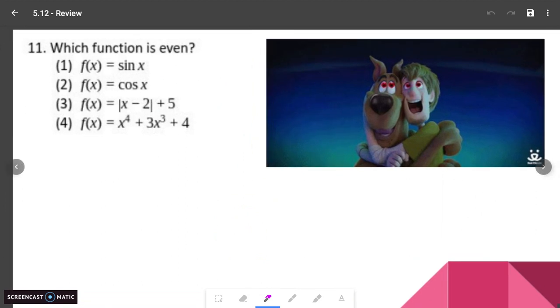Okay. Which function is even? Now, an even function, we could go and check with algebra and plug it in. But remember the easiest way to tell, I would look at the graph. An even function is a graph that, when you look at the picture, is symmetric to the y-axis, meaning I could fold my picture in half along the y-axis and it would be the same on both sides.